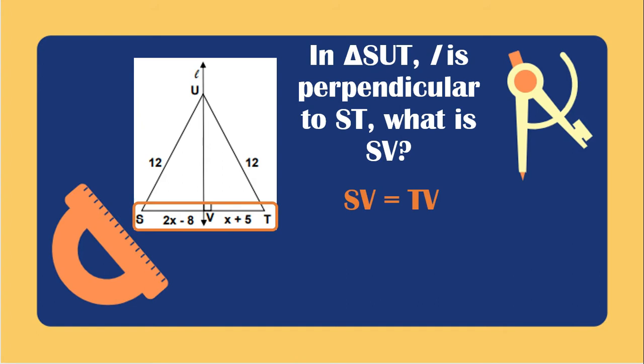And then we will just substitute the values. We have SV as 2x minus 8 and TV as x plus 5. And then we will use the left and the right side. We will collect all the terms with variables in the left side. So let's start with 2x. Do we need to transpose 2x? No, so we will just copy.